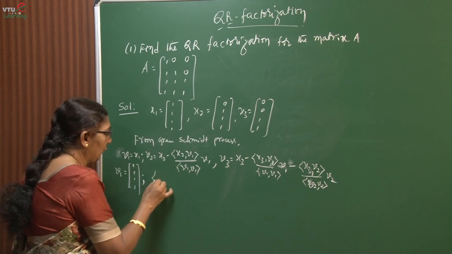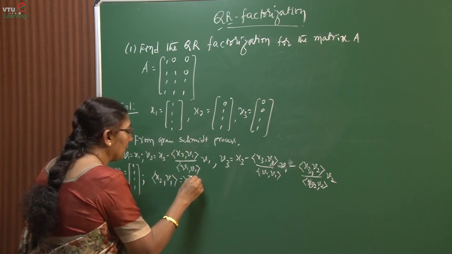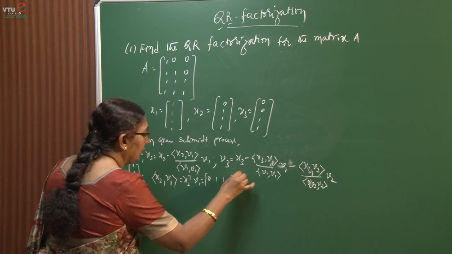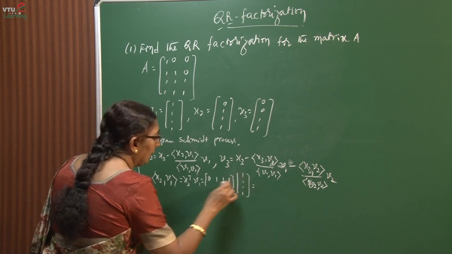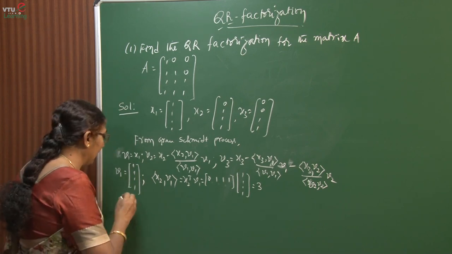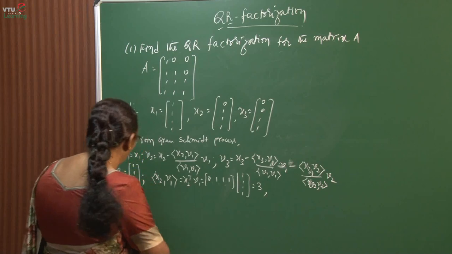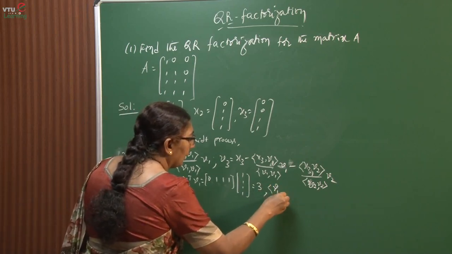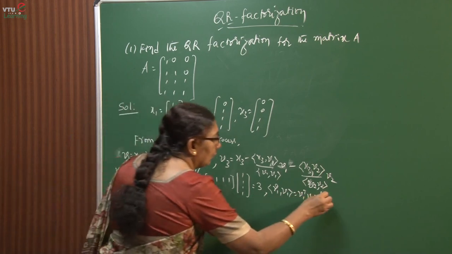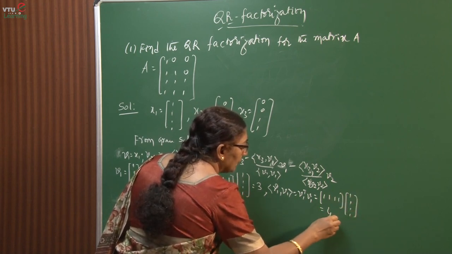Next, first you find the inner product of x2 comma V1. For column vectors, that is x2 transpose into V1. x2 transpose is 0, 1, 1, 1, into V1, which is all 1s. We get 0 plus 1 plus 1 plus 1, which is 3. Because we have solved so many problems, I am writing the value directly. Now to find V2, I need another value: the inner product of V1 comma V1, which is V1 transpose into V1. That is 1, 1, 1, 1 with 1, 1, 1, 1: 1 into 1 four times, we get 4.